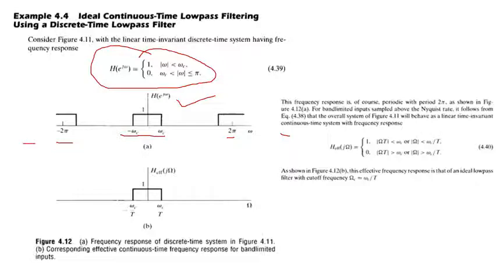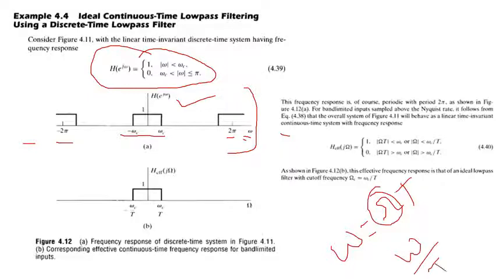Now effective response means converting that discrete low pass filter into continuous. So how can we change this discrete into continuous? We simply divide this by T, because we know that omega is equal to capital Omega times T. So we need to get this capital Omega, so we simply divide our small omega by T. So here you see the axis changes to this and the frequency is changed to this.